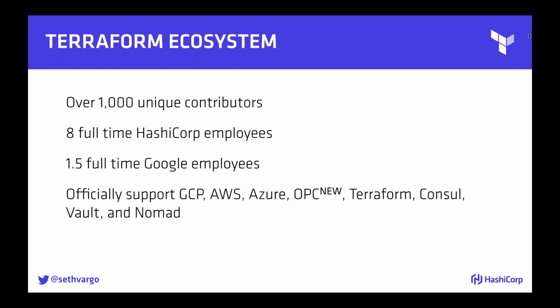To support that workload, we have over 1,000 unique contributors, and 8 of them are full-time HashiCorp employees. So their full-time job is to work on Terraform, Terraform providers, Terraform core, issue triage, pull requests, and keeping community engagement up and running. On top of that, we have 1.5 full-time Google engineers who are dedicated to the GCP provider. At HashiCorp, we officially support the Google provider, AWS, Azure, Oracle Public Cloud, and Terraform Console, Vault, and Nomad.